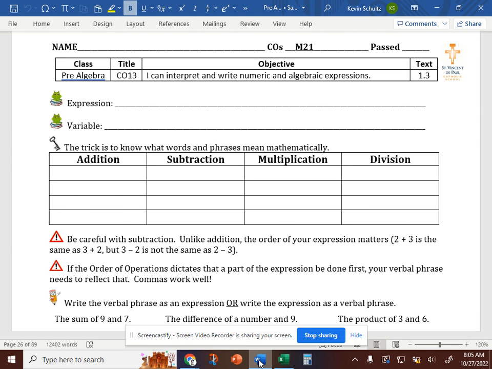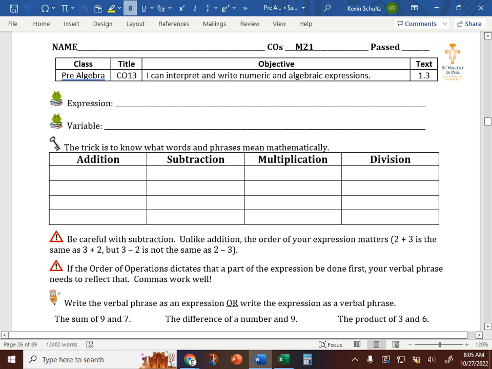Today in pre-algebra, CO13, we're going to be talking about expressions and focusing on why word problems are so difficult. They're so difficult because you need to interpret what the equation is, what the operations are, and how to word it correctly, how to place everything correctly so your equation makes sense. And so our objective today is to look at some of those words, some of those phrases that mean each of the four major operations so that when you see the expression in words, you know what it's asking you to do. Okay? And does anyone know what an expression is?